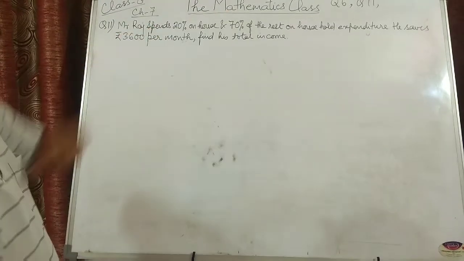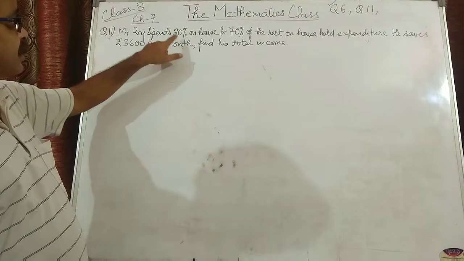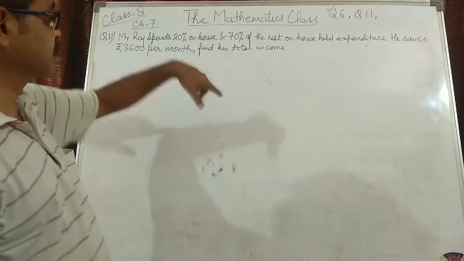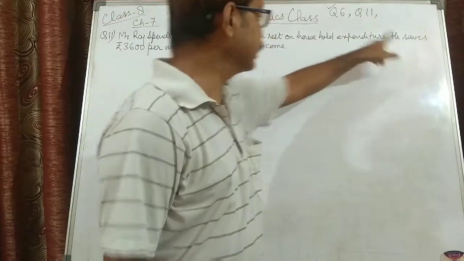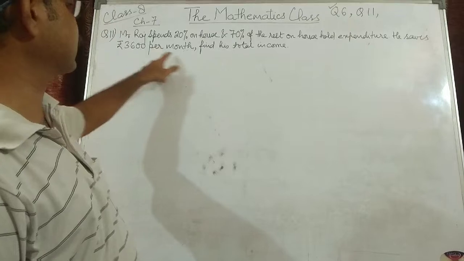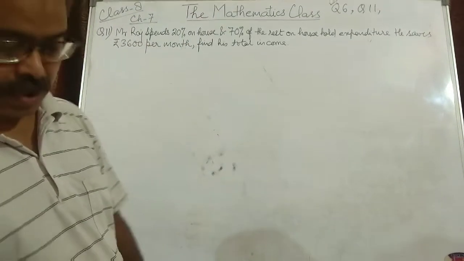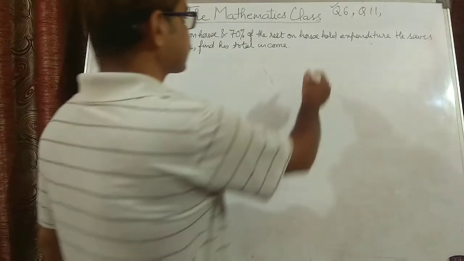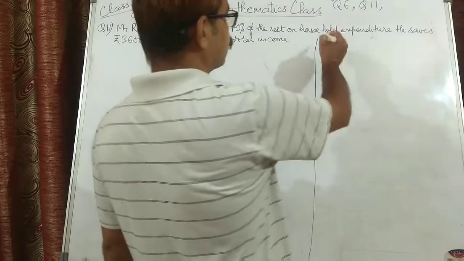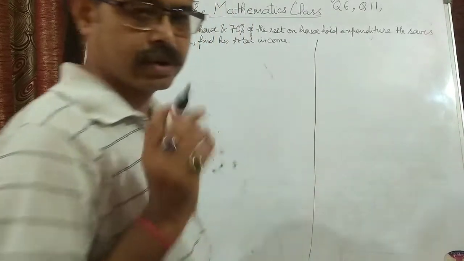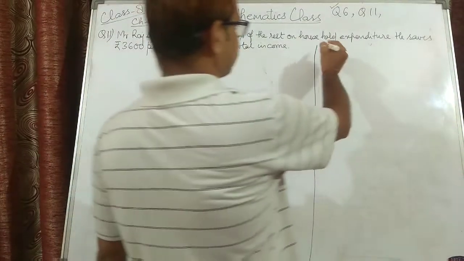Now next question is question number 18. Mr. Raj spends 20% of his income on house, 70% of the rest on household expenditure. Still he saves rupees 3,600 per month. Find his total income. So before that, I'll take up an example. Suppose you have rupees 100. Let's say you have some rupees, right?